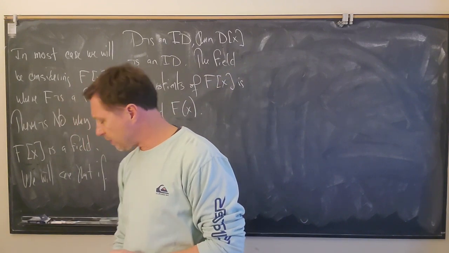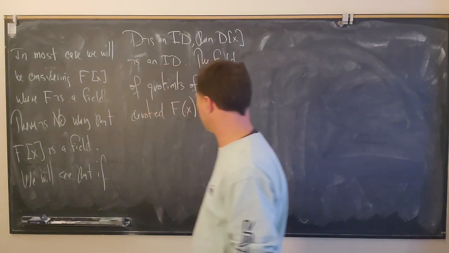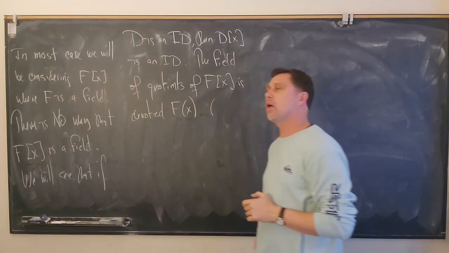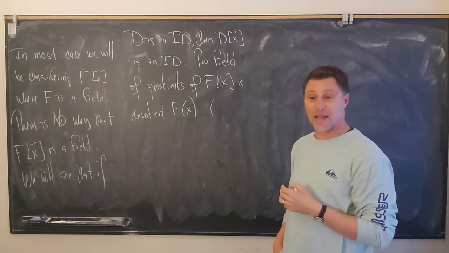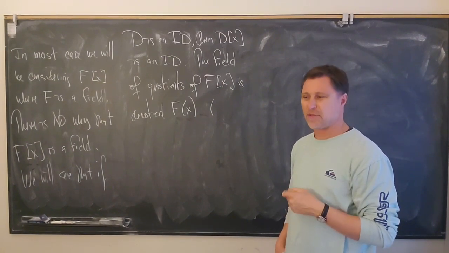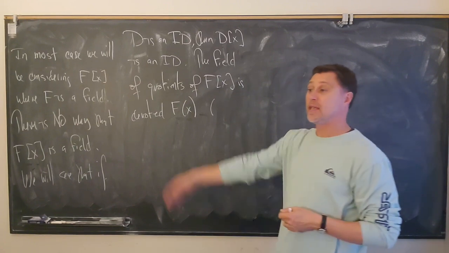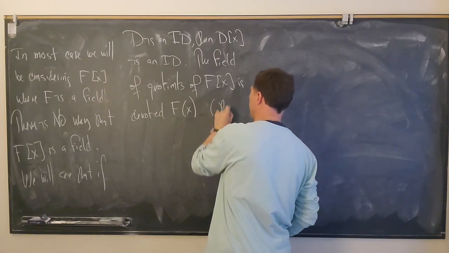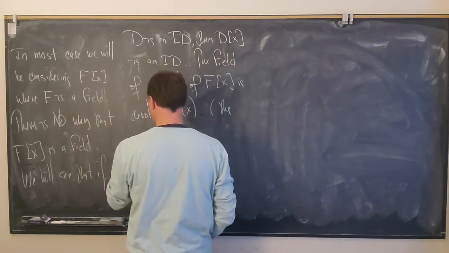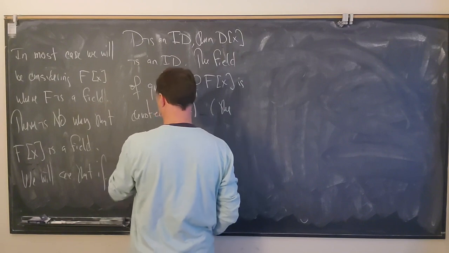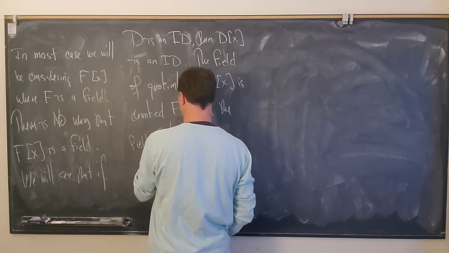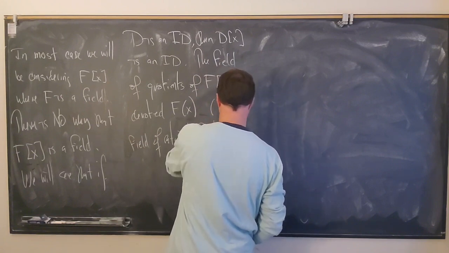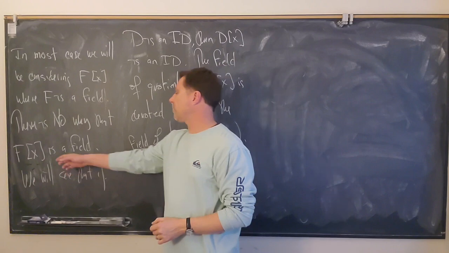And you might want to think about what the elements of F(X) look like. Who is F(X)? Well, they will be equivalence classes. And if you write them as fractions, the way you can think of them is polynomial over polynomial. That's the set of rational functions. So this is the field of rational functions.